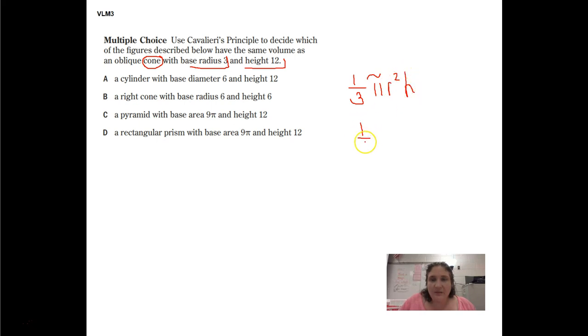So when we put that in, we have 1/3 pi. We're first figuring out the cone. Our radius they gave us was 3, and our height is 12. So when we do that, we have 1/3 times 3 times 12, which is 36 pi. It ends up becoming 36 pi.